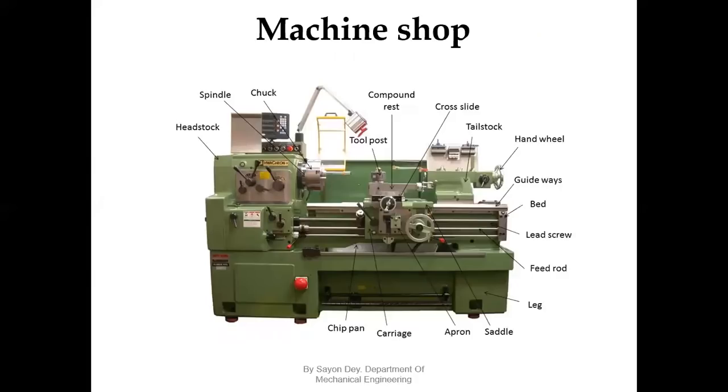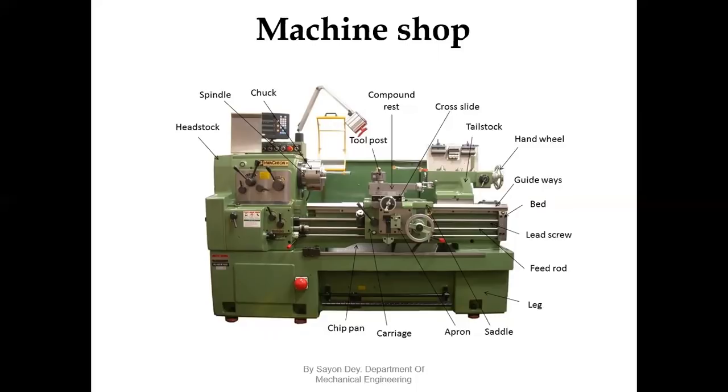Next, one of the most important trades, that is the machine shop. Basically, in the machine shop, there are various types of machines. The most important machine tool is the lathe. Lathe is not a machine; it is called a machine tool. Other machines are also there, like shaping, drilling, milling, and CNC in our machine shop. But in our first year syllabus, we are just going to work on the lathe.